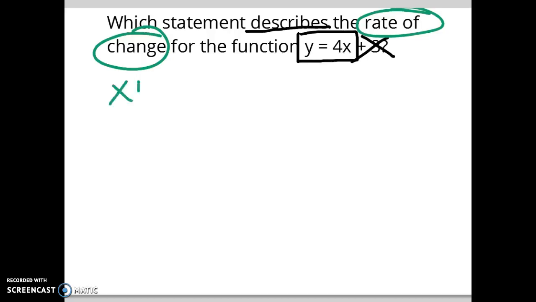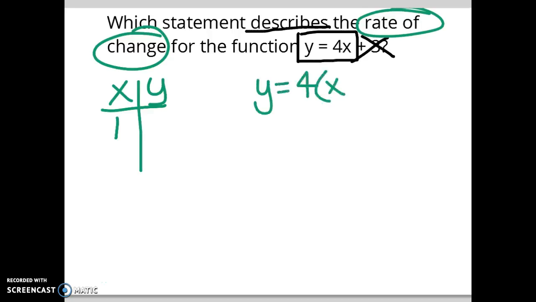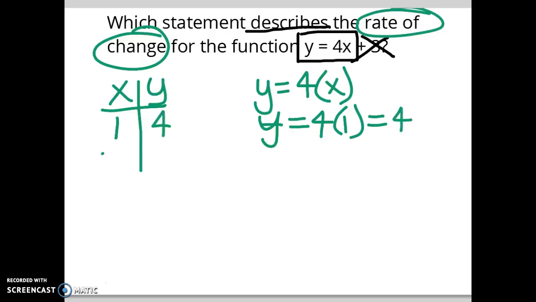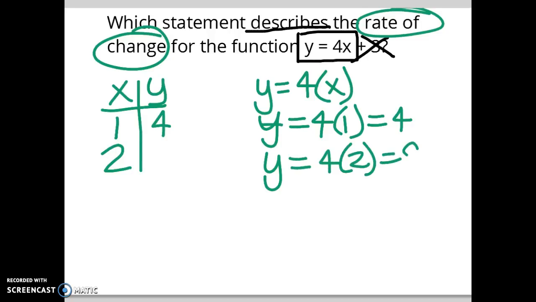So if I make a quick little table and I put in 1 for x, what is my output, or what's my y? Well, four times 1 is 4. So if I put in 2 for x, 4 times 2 is 8. So that means for every 1 x, I get 4 y's. Great job.